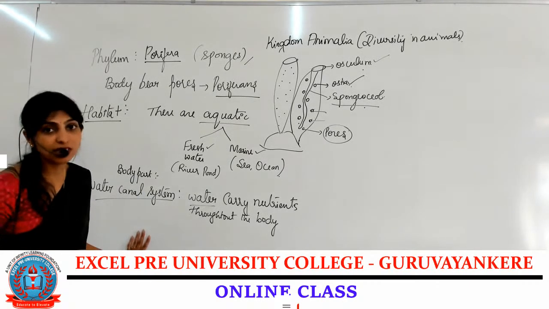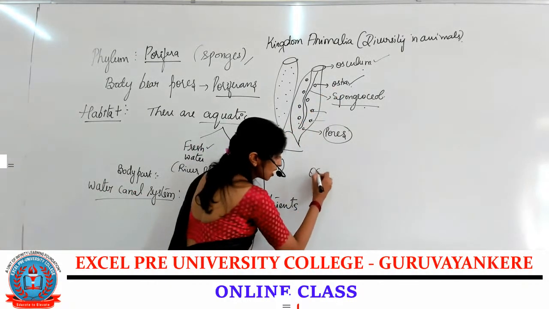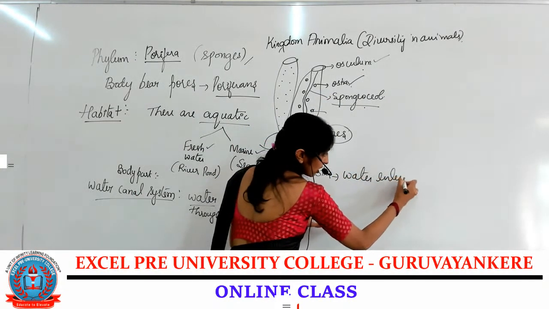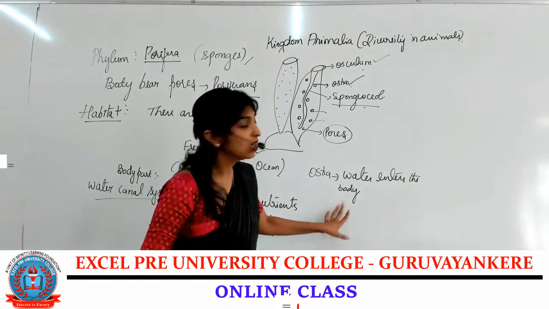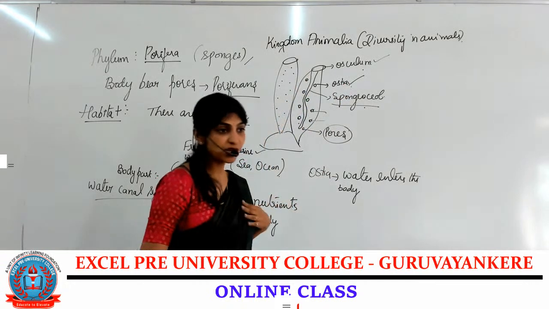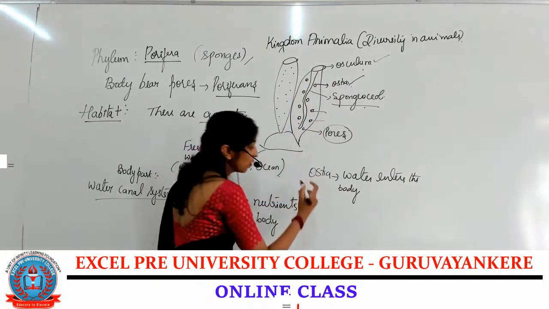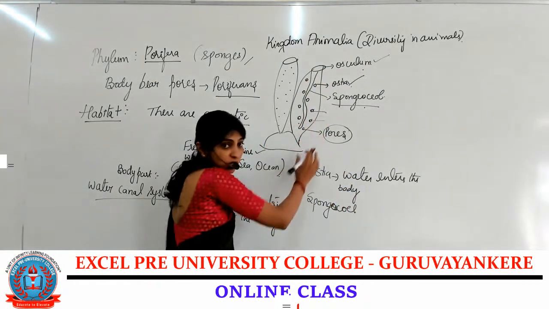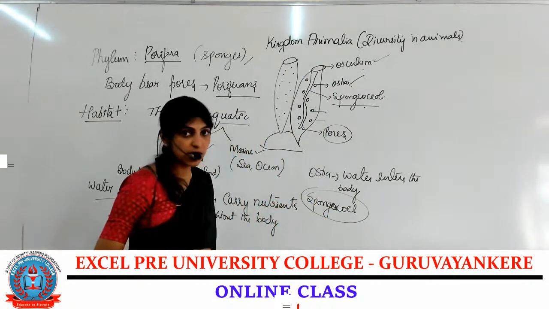Now, how does the water canal system work? We know it has a pore called ostia. Through ostia, the pore, the water enters the body. How does water enter the body? Through ostia. Then it will be transported along the body. How? The water will reach the spongiocele, which will be taken throughout the body. The water circulates completely along the spongiocele.